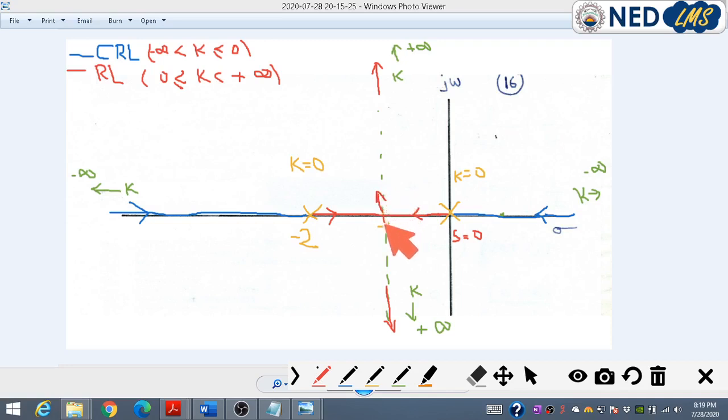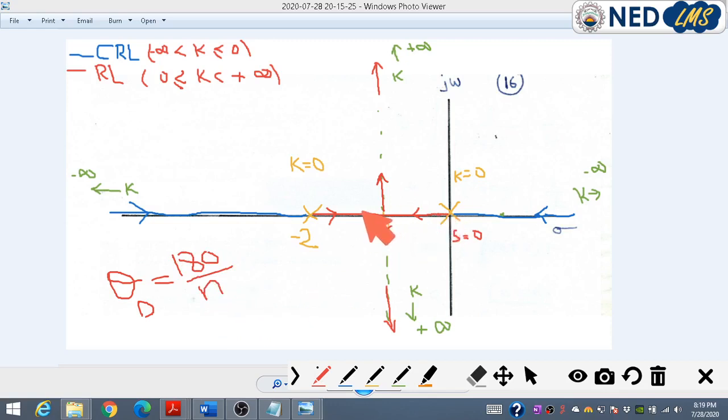So what would be the angle of departure? If these two branches depart, then which angle do they follow? This angle can be found by using this formula: the angle of departure would be equal to 180 divided by n, where n is the number of branches involved in the departure.